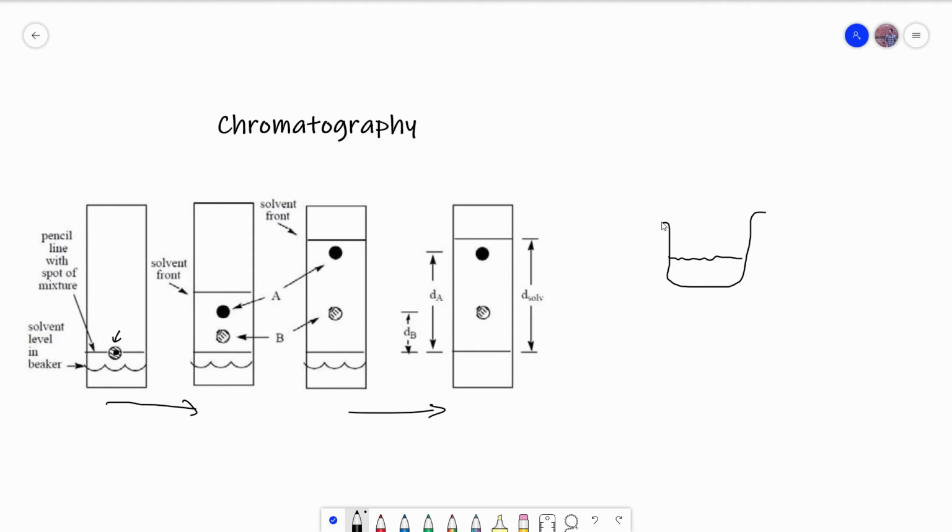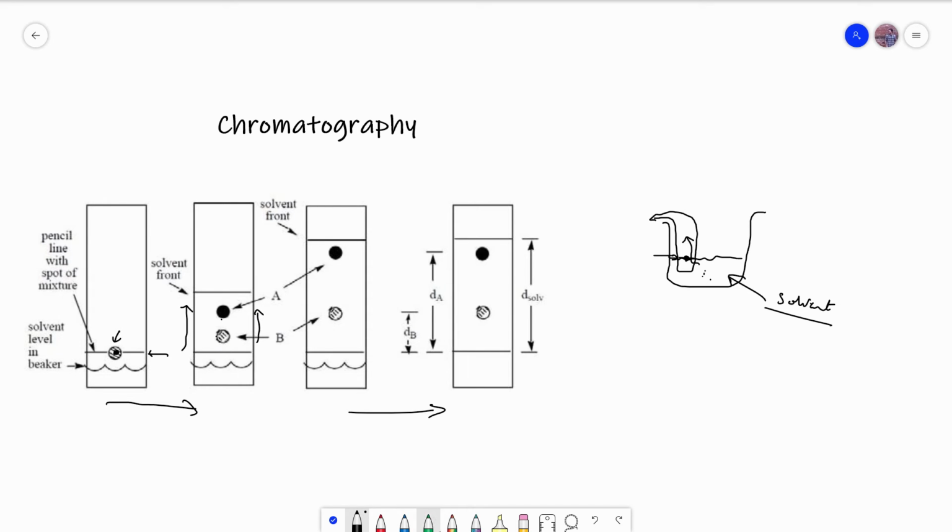And then this paper is hung over a beaker like so, into the beaker which contains the solvent. You then dip the paper till that line that you've drawn into the solvent, which means that the level of the solvent should be at that line. The mobile phase is that particular solvent. What this means is that solvent is going to be mobile, it's going to be moving, and this phase is going to carry the different liquids in your mixture along with it up the chromatography paper.